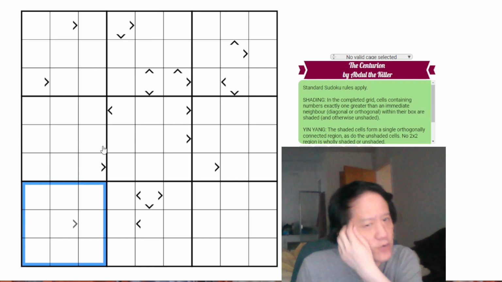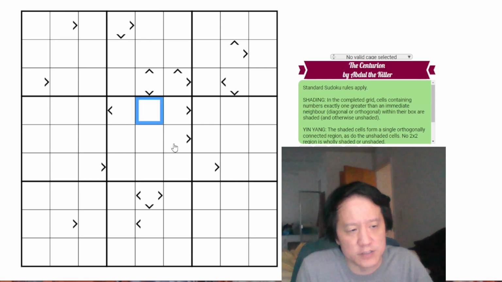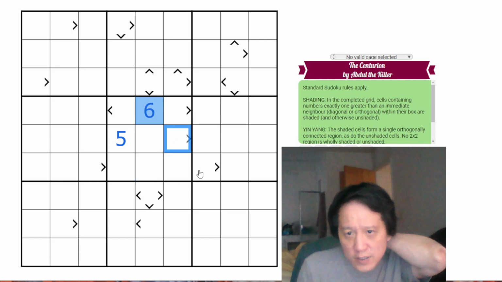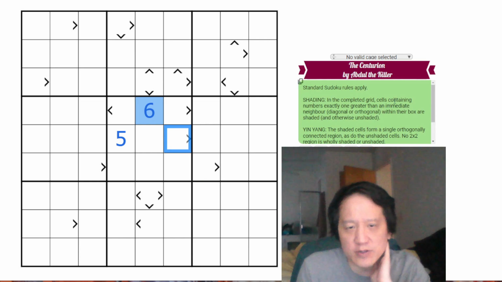So, for example, if this was a 6 and there was a 5 within the box, so say there was a 5 here, or you could even have it diagonally, it seems, or there was a 5 here, this would have to be shaded, right? Let's make that blue. It was easier to see. Let me just double check this.